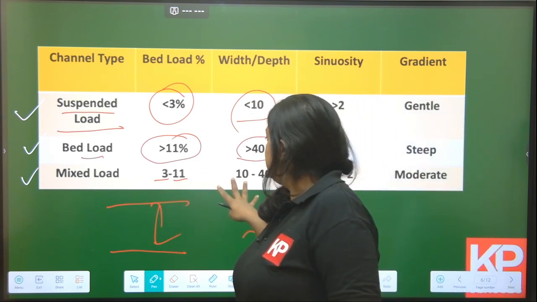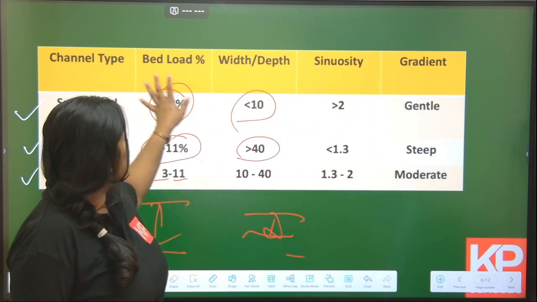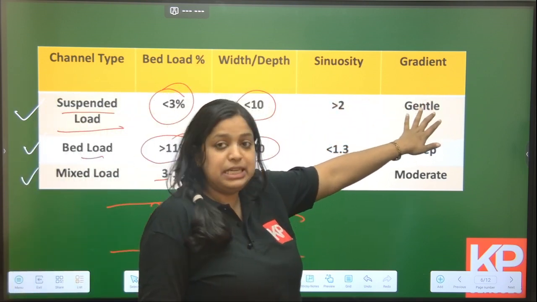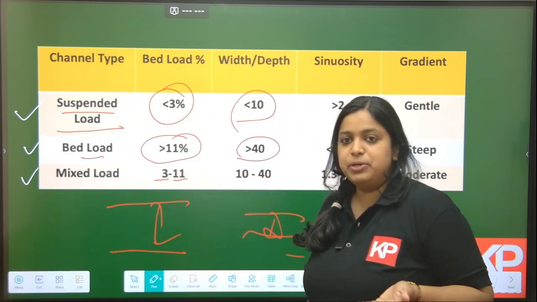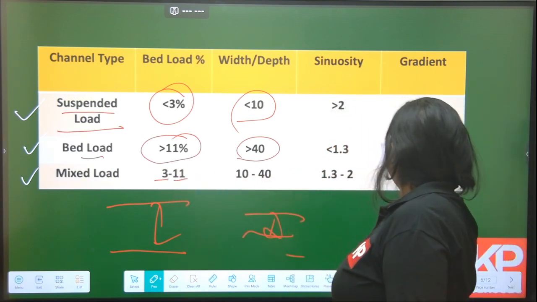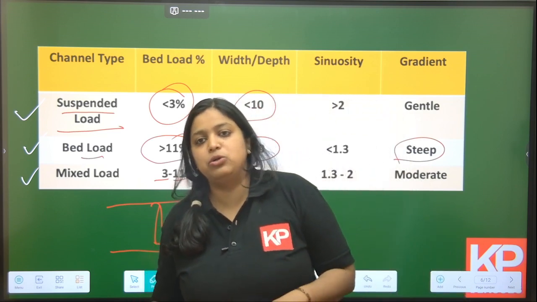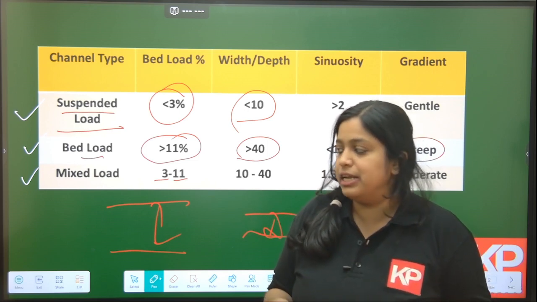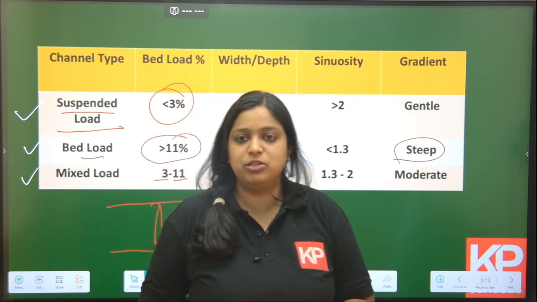For a mixed load channel, it will be in between 10 and 40. Suspended load channels are usually present at a terrain that has a gentle gradient. That means a very less steep, almost horizontal terrain has suspended load channels, whereas bed load channels usually form at a steep terrain where the gradient is steeper. Suspended load channels usually form at a gentler terrain. Mixed load will be forming at an intermediate or moderate gradient situation.